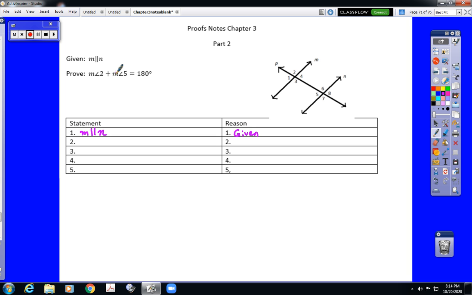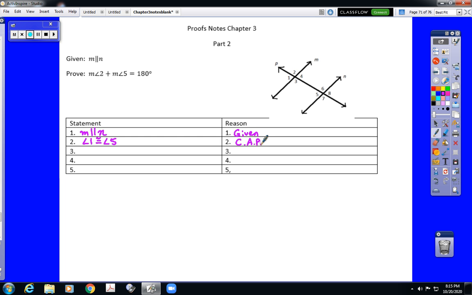Angle 1 and angle 5 are corresponding angles. So angle 1 is congruent to angle 5 by the corresponding angle postulate. Because if M and N are parallel, which is what the given tells us, then each pair of corresponding angles, like angle 1 and angle 5, must be congruent.